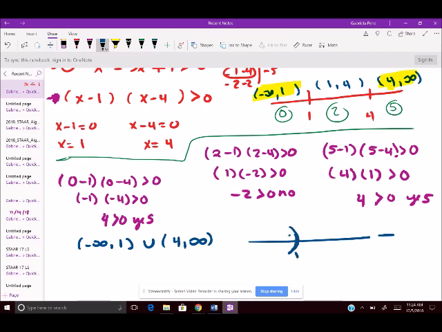it'll be a parenthesis going this way. And then that 4 will be a parenthesis going that way because it's everything greater than 4 and everything less than 1. So there would be 2 sections. Because there are 2 sections there are 2 sections in the graph also.